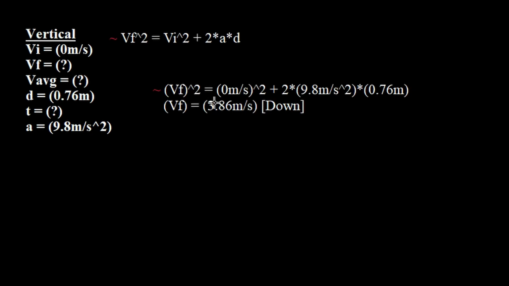Here's the same equation with the actual numbers in place of the variables, and you can see once you do all this math, you get this answer down here. So you can see that the final velocity is 3.86 meters a second downwards vertically.